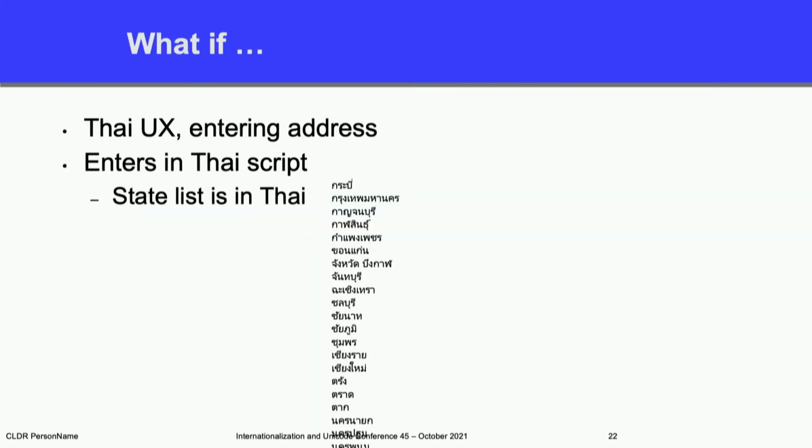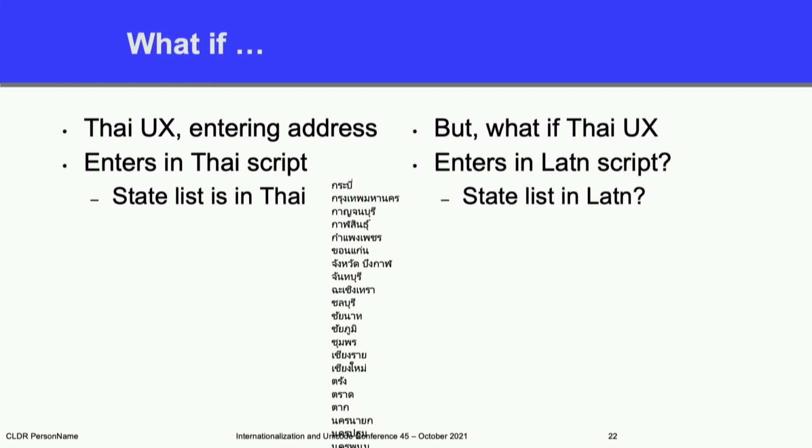But then you go, well, what if I'm in Thailand, the user experience is in Thai, and the user's entering an address based on the layout you gave, it's all in Thai, but what happens if they start entering it in Latin script instead, because I want to put down a Latin address? Let's say it's going to be the shipping address we're giving to someone else. Their UX is still in Thai. Do I still give them the state list in Thai, which is going to end up going to someone else who can't put it on a FedEx label?